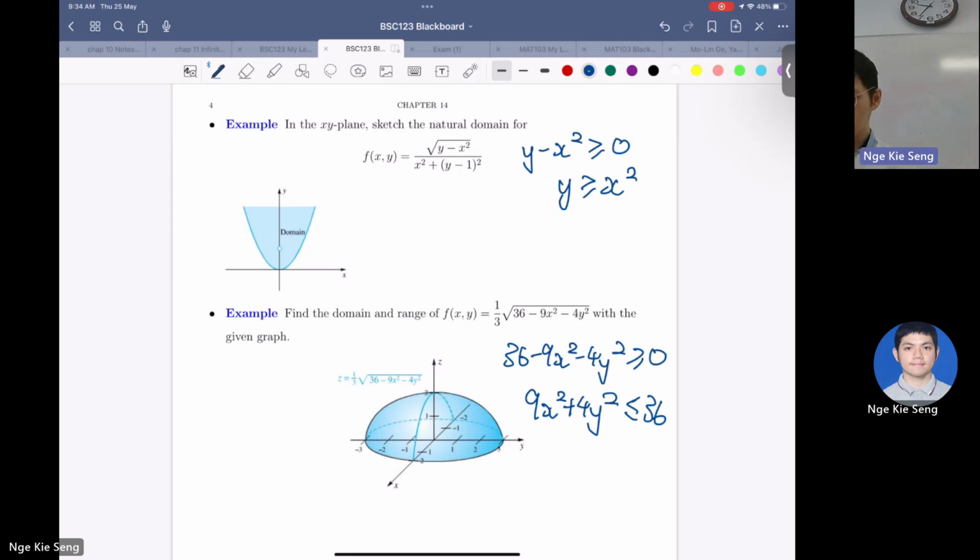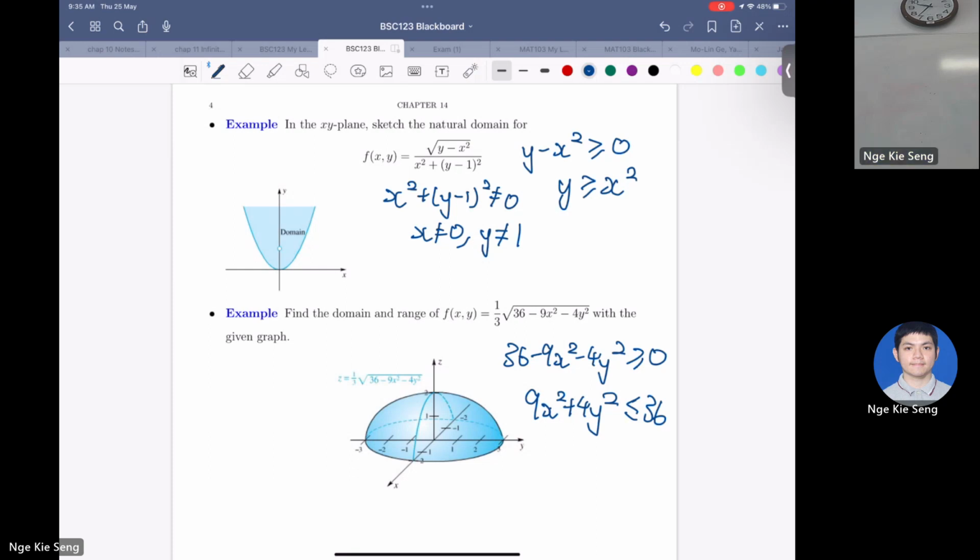Okay. There's another restriction coming from the denominator because you don't want the denominator to be 0. The only way to get 0 is when x equals 0 and y equals 1. So you don't want this. Any more restriction from this function? The numerator, any restriction on it? The square root function cannot apply on a negative number. So you want to make sure that everything inside the square root is greater than or equal to 0.